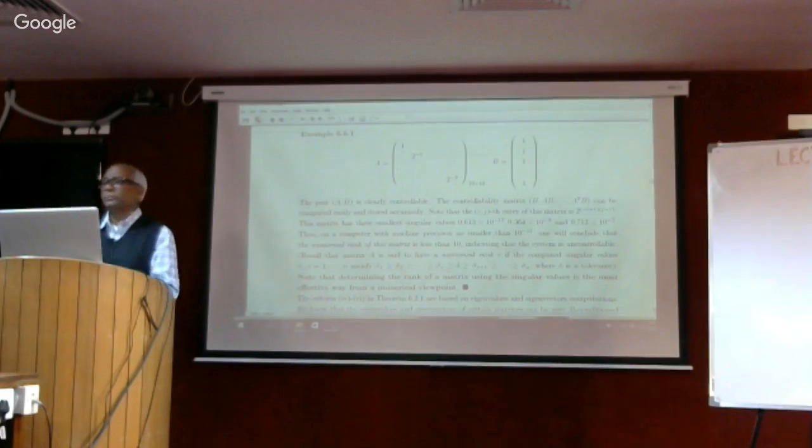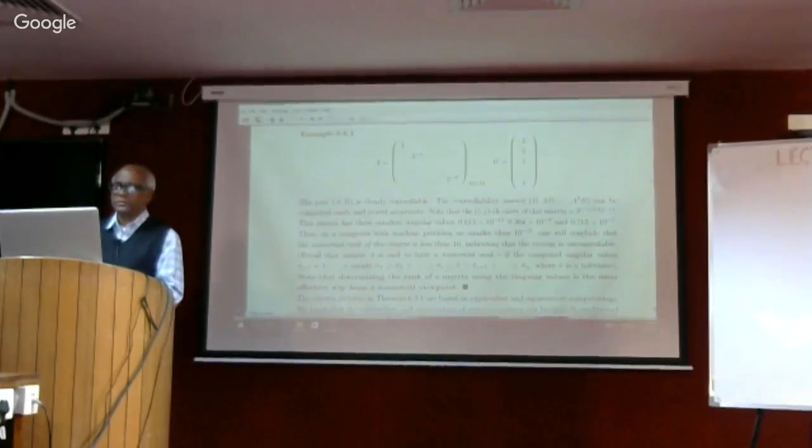I will ask you to do an exercise later in the class. You will see that this controllability matrix has small singular values of the order of 10 to the minus 12, minus 9, minus 7, and so forth. So on a computer with machine precision no smaller than 10 to the minus 12, we will conclude that the numerical rank of this matrix is less than 10, implying that the system is uncontrollable, though obviously by eye you can see the system is controllable.